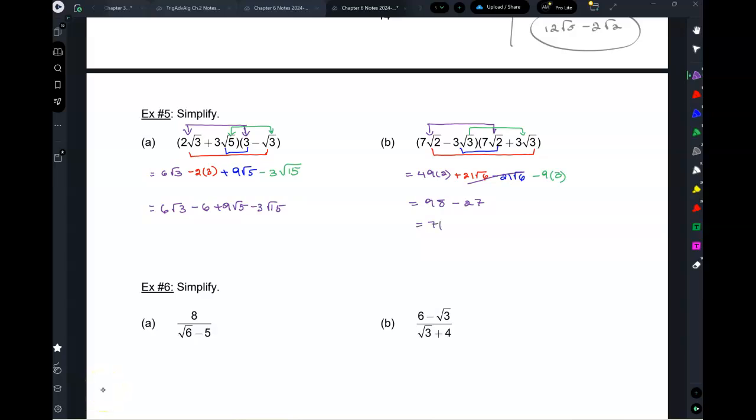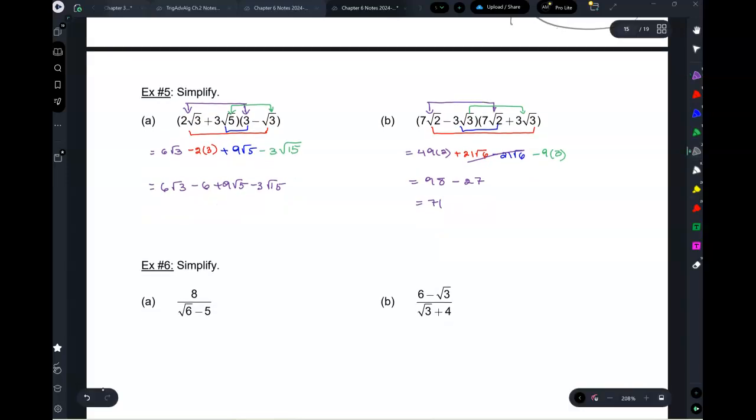So we did this. We got 71. You realize, right? This is A minus B, A plus B. So you could have also done it using our shortcut, where you square the first one, you square the last one.